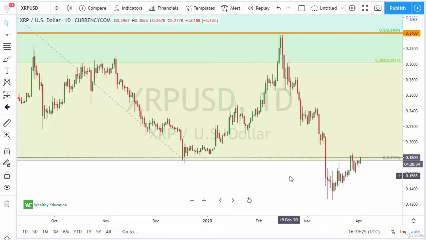So again, don't get too hung up on Fibonacci, but do realize that it gives you an opportunity to look for places where people are going to be trading. And that's really all it is. In the next video, we'll take a look at how to trade exponential moving averages.